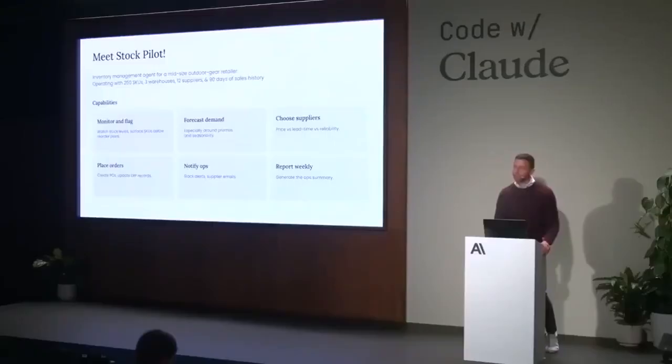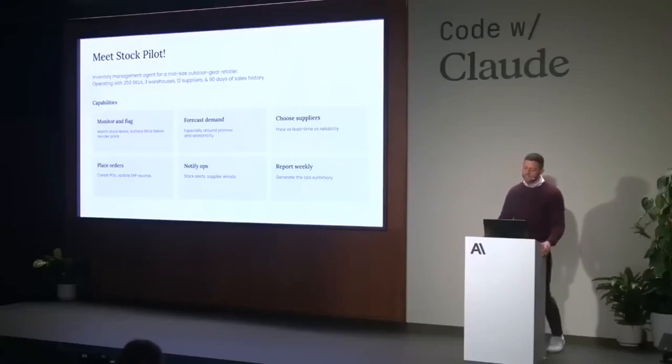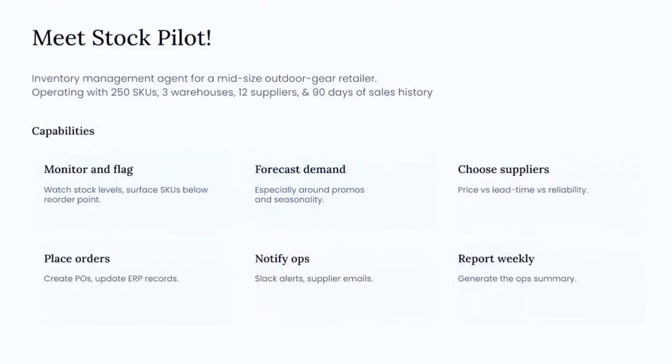I first want to walk you through our problem statement in our agent. So for the purposes of this session, we're going to be focusing on an agent called Stock Pilot. This is an inventory management agent that was designed by and for a mid-size retailer. The agent that you see on the screen can do several things. It can flag low levels of stock. It can forecast demand. It can pick suppliers. It can file POs. And ultimately, it can write weekly reports for the employees of this retailer.